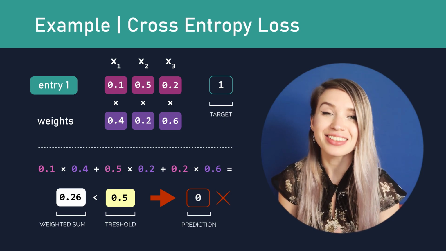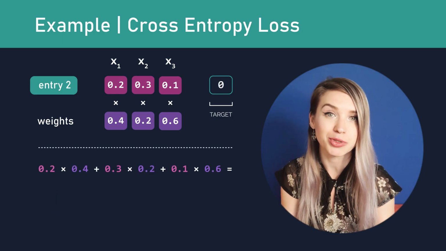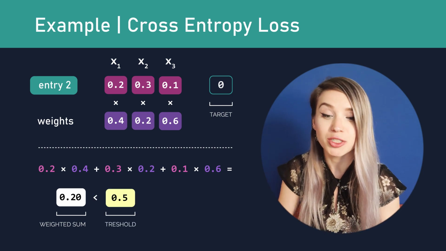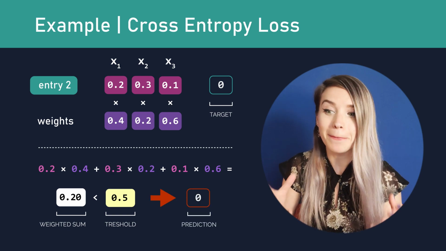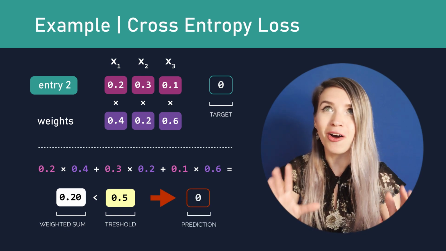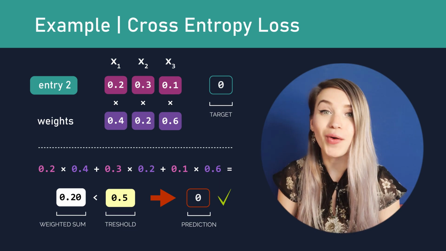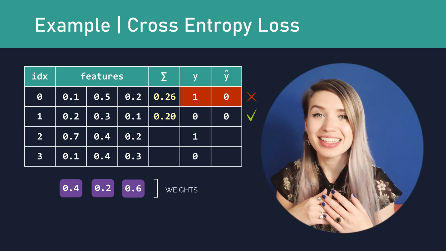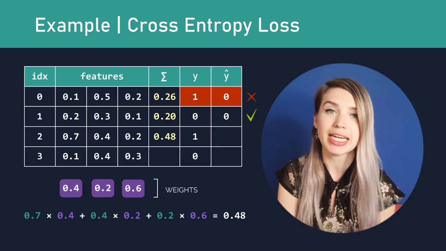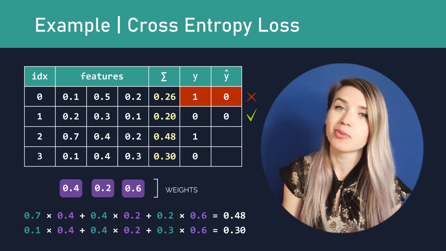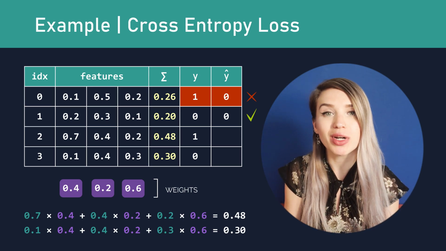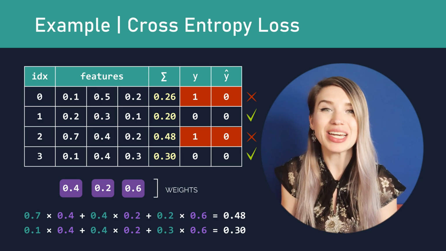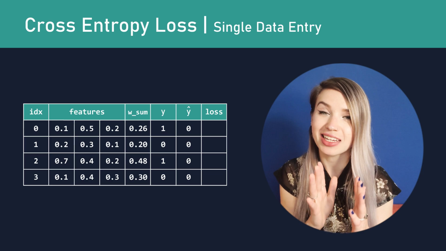On the other hand, the weighted sum of our second entry is 0.2, which is also smaller than 0.5, so it also returns 0. But this time, 0 is a perfect match with our target, so our model classifies the second set of features properly. And then in the last two entries, we get 0.48 and 0.3, which is also smaller than our threshold and therefore will be predicted as 0. And now, when our data is organized, we can move on with calculating the cross-entropy loss.